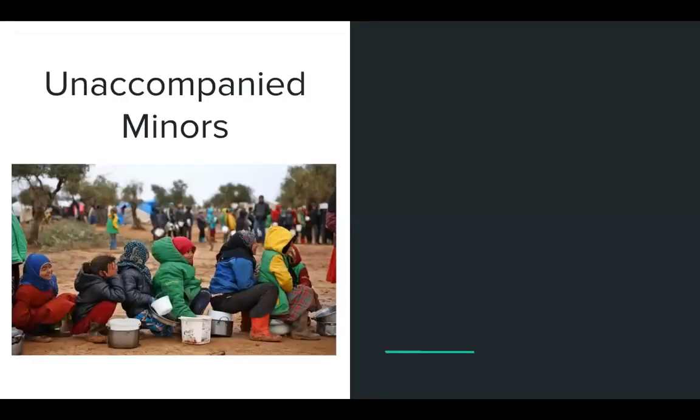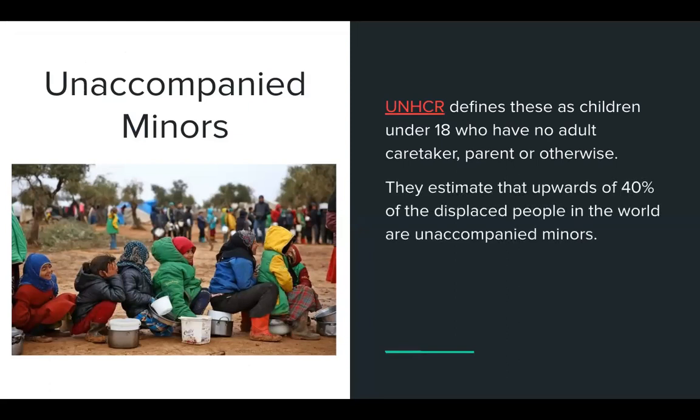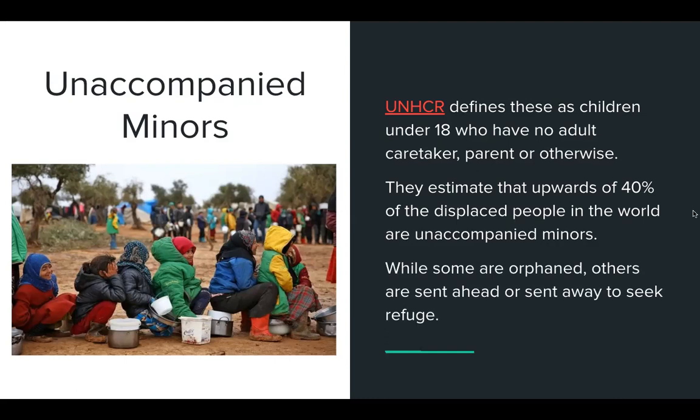Okay, moving on, this is unaccompanied minors. The UNHCR defines these as children who are under 18 but have no adult caretaker or parent with them when they're either processed or picked up to process. Most of the unaccompanied minors that we have in the States come over the southern border, and a large percent are from Central American countries. Estimated over 40% of displaced people in the world are unaccompanied minors. So of that 103 million that we saw, 40% of those.